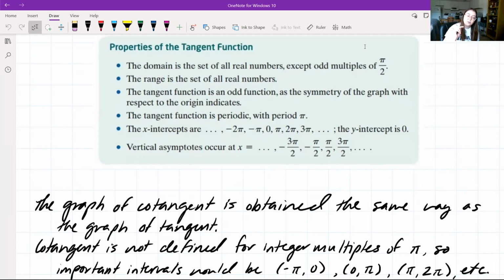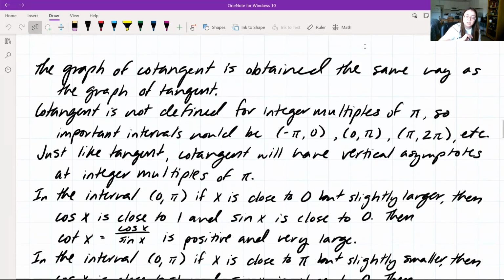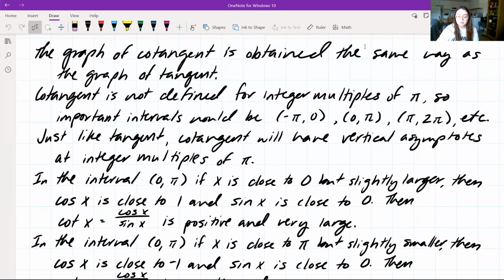And we know that cotangent is the reciprocal of tangent. So if cotangent is the reciprocal of tangent, we're going to see that the graph of cotangent is obtained the same way as the graph of tangent. Cotangent is not defined for integer multiples of pi, so important intervals would be -pi to 0, 0 to pi, pi to 2 pi, etc.